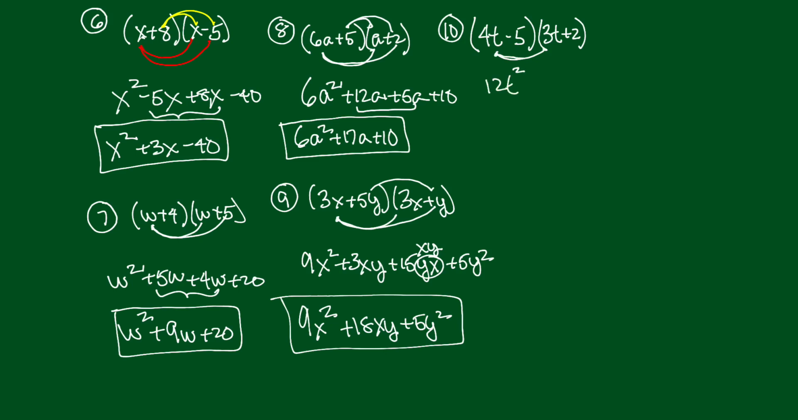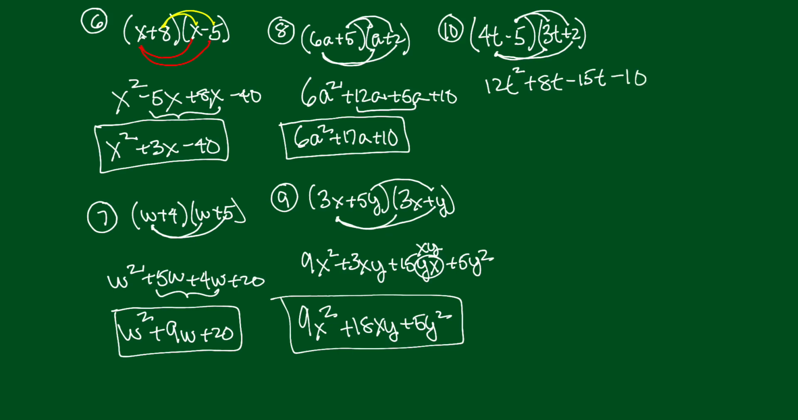Now the 4t times 2. The 4 times 2 is an 8, but I have t's. So this is going to be 8t. Now move over to the 5. It's negative. So negative 5 times positive 3t. Negative 5 times positive 3 is negative 15. But I have t's. And then negative 5 times positive 2 is minus 10.